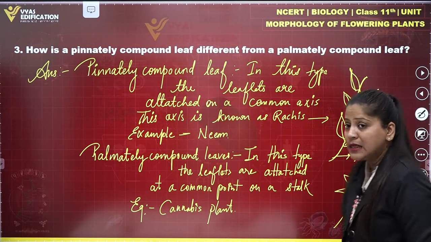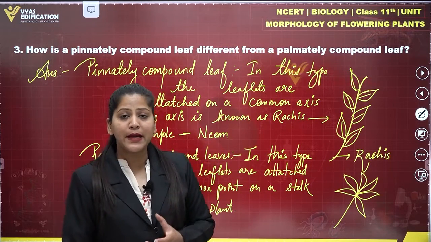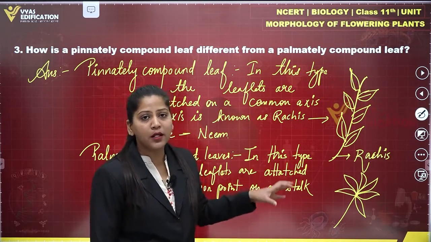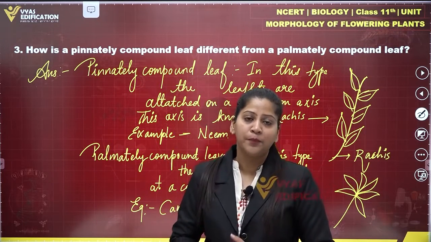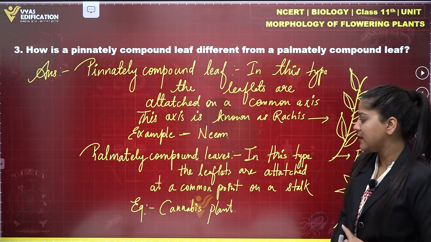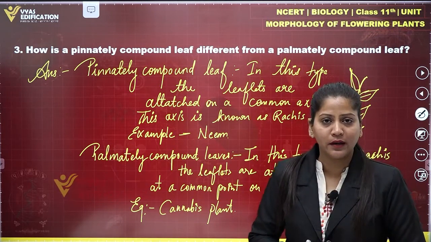Like this. This kind of arrangement of leaves is said to be palmately compound leaves, where all the leaflets are attached at the common point present on the stalk. An example we have for this is the cannabis plant. So this is the complete solution of question number 3.